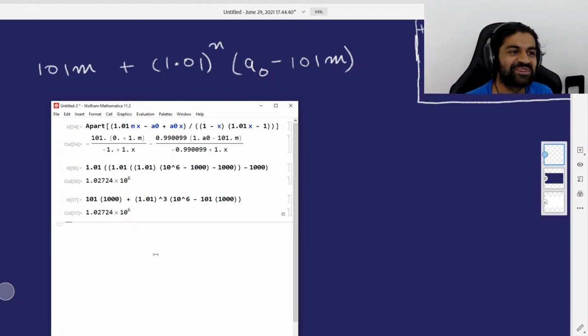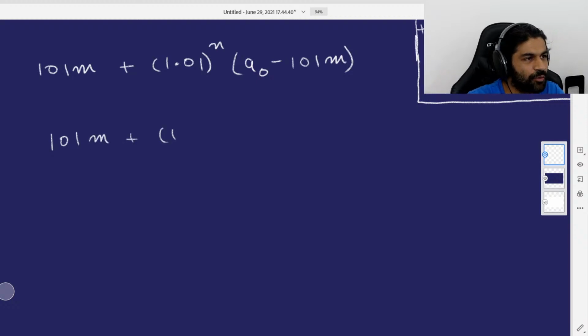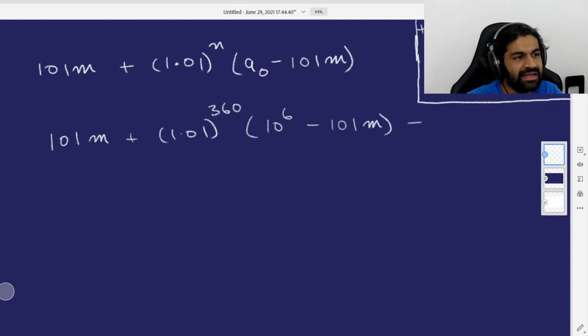Okay, so to go back to my original question, which is how do you figure out your mortgage payment if you want to be done with your mortgage in 30 years? 30 years is, I believe, 360 months. So in order to solve for the mortgage payment that would allow you to be done in 360 months, you would just need to solve this equation. You would need to do 101m plus 1.01 to the 360 times 10 to the 6, because that's what you start with, minus 101m equals 0.